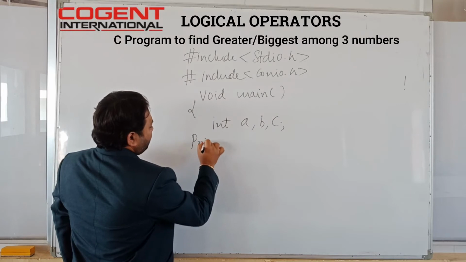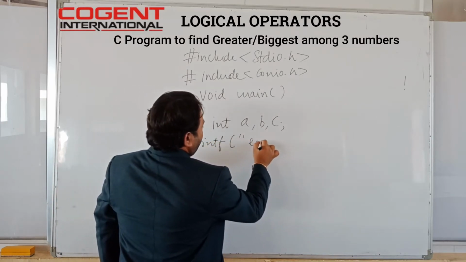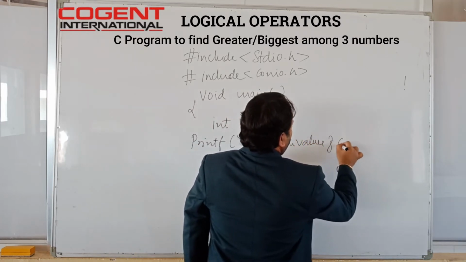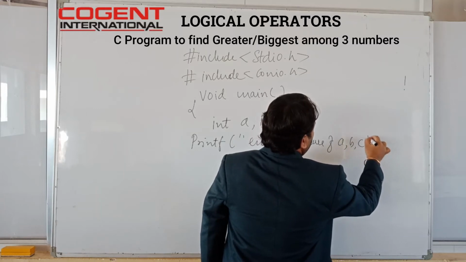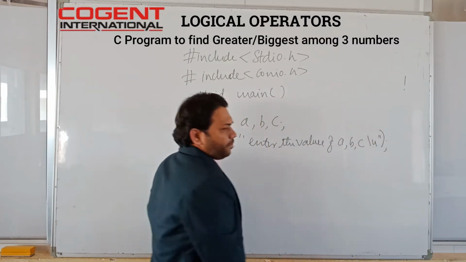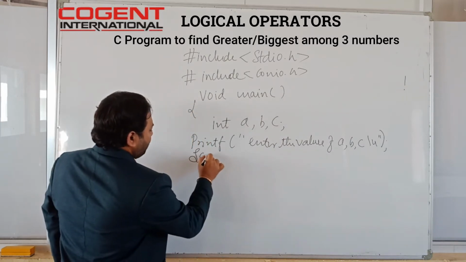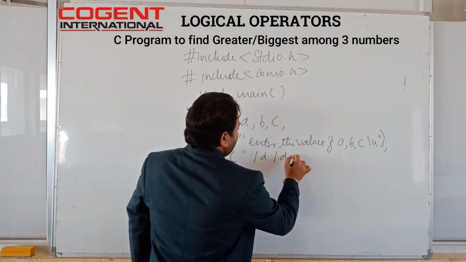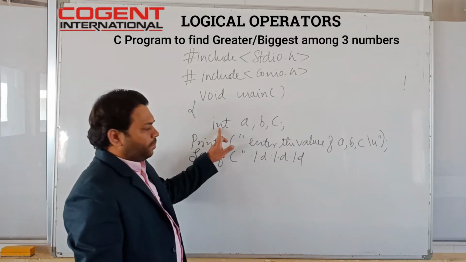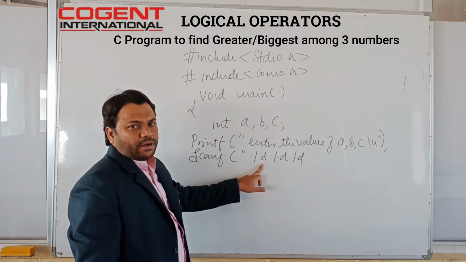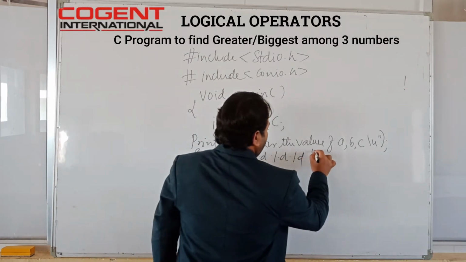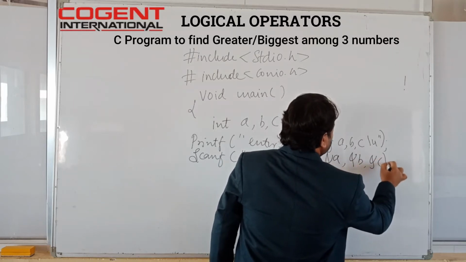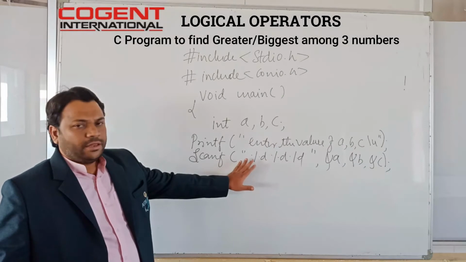First I will print one message, printf, "enter the values of a, b, c", then \n, I will include a new line character. Then read these values using the function scanf %d, because it is an integer data type, hence I need to use the format specifier %d here. Then address of a, address of b, address of c. Now I have read the three values.